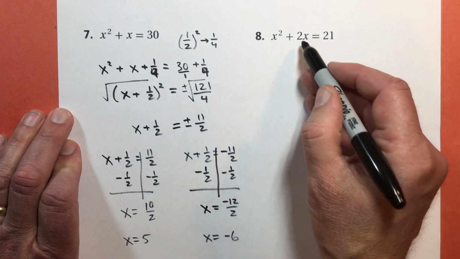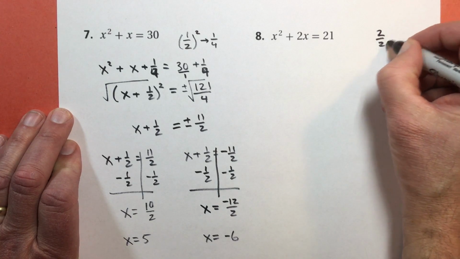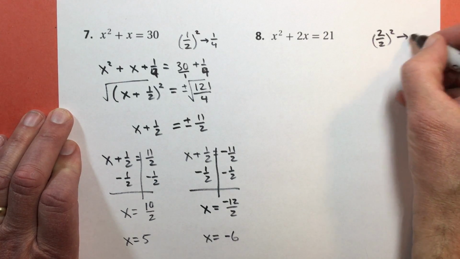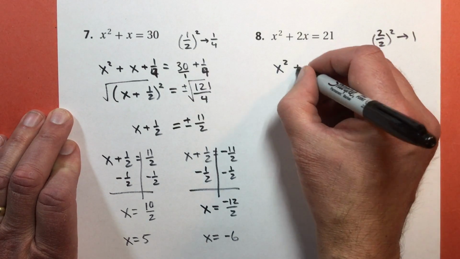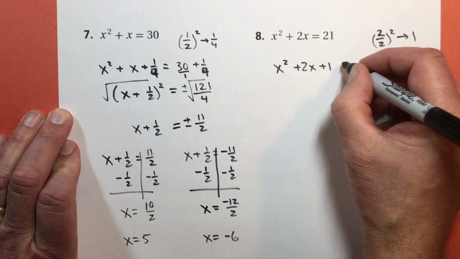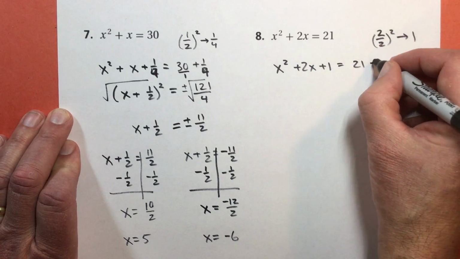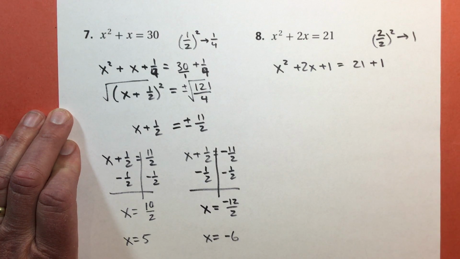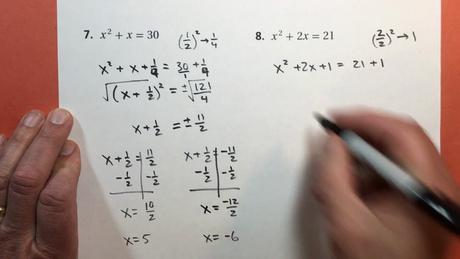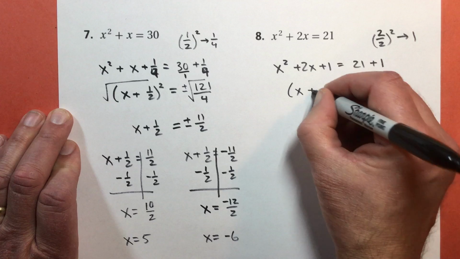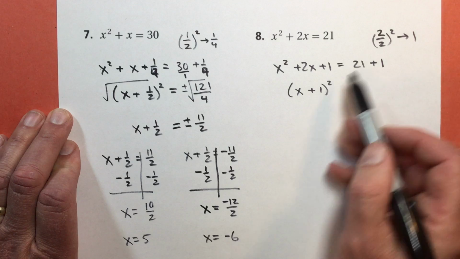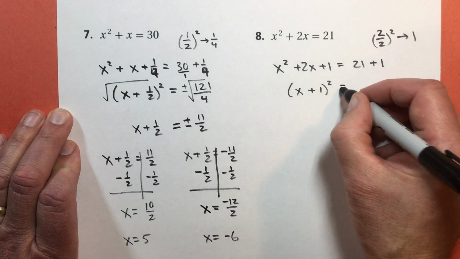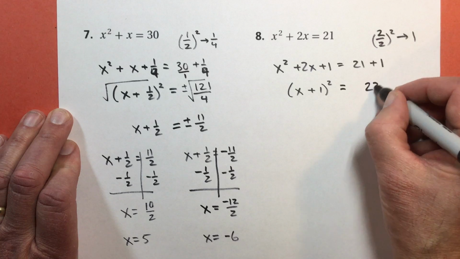Number 8. 2 divided by 2 equals 1. And 1 squared also equals 1. 1 times 1 equals 1. So I have x to the second power plus 2x plus 1 equals 21 plus 1. Okay. What two numbers multiply to give 1 but add to give 2? 1 and 1, which is the 2 divided by 2 in the parentheses. On the other side, I get 22.